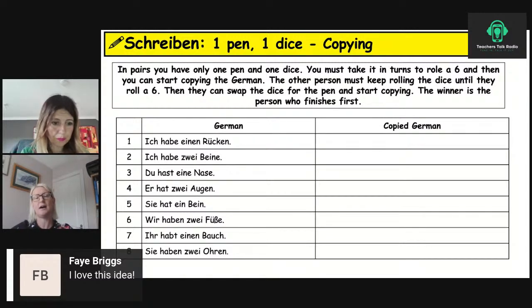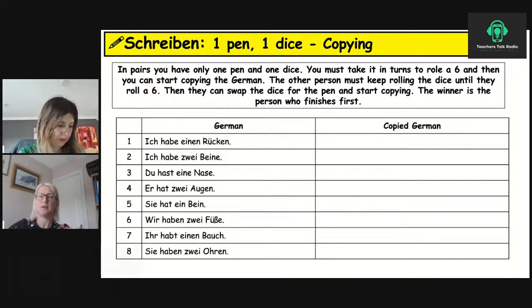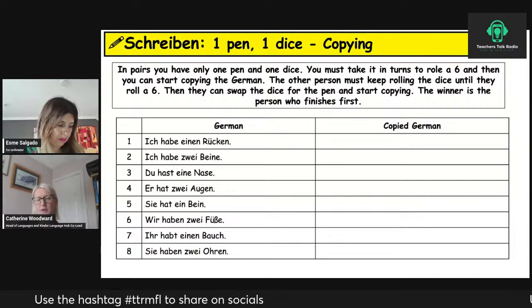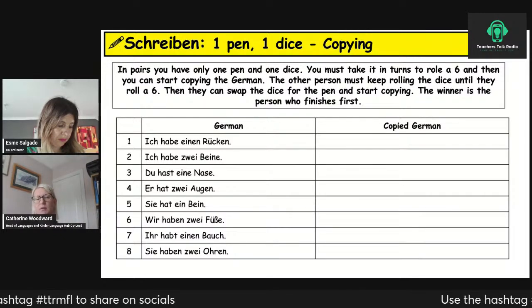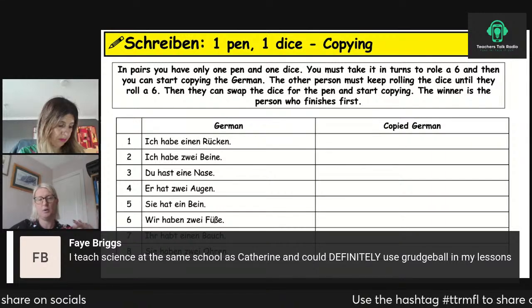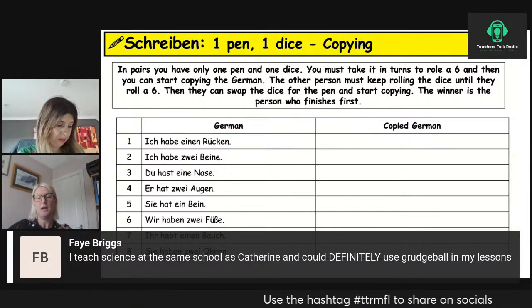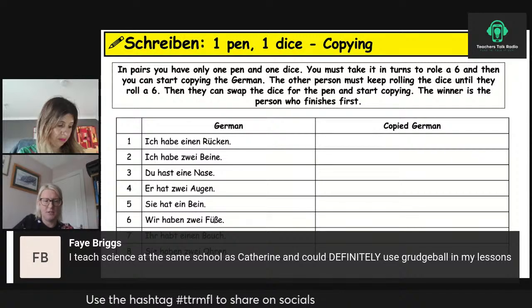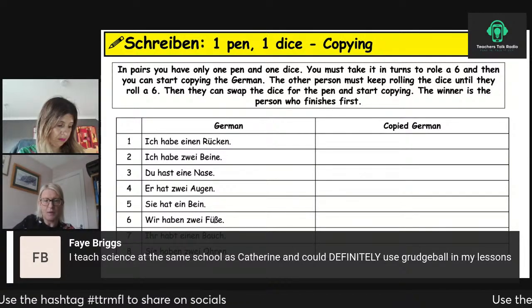So they all have one pen and one dice, and they have to throw a 6. And as soon as they've thrown a 6, they can write. When the other person throws that 6, they take the pen out of their hand in a nice way, and they continue writing, and it's the first one to finish. So again, we're consolidating the grammar here because we've got it in I, you, he, she, it, we form and you form. We're looking at those different phrases. We're looking at vocabulary, and we're consolidating the grammar as well.